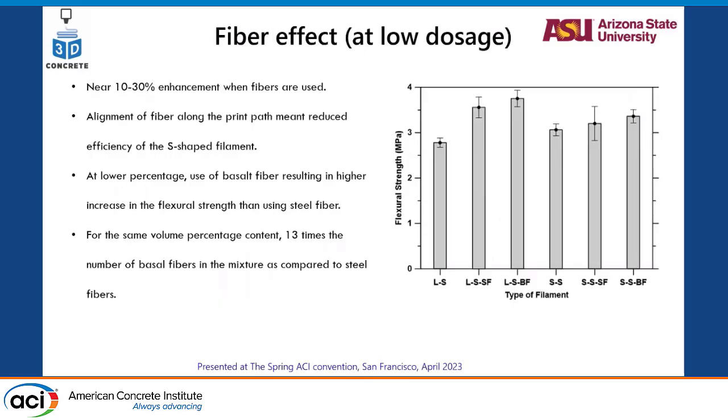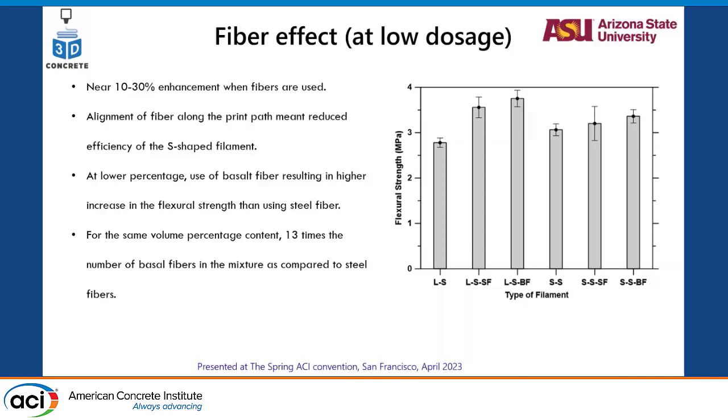Now, what would fiber do in this? So the base models that we had before, the linear staggered and S staggered, we introduced the same models with steel fibers and basalt fibers to see what the fibers would do. We can see that fibers did increase the strength. From the model that already had 40 to 50% increase in flexure strength, we are seeing a further 30 to 40% increase in the flexure strength just by introducing fibers.